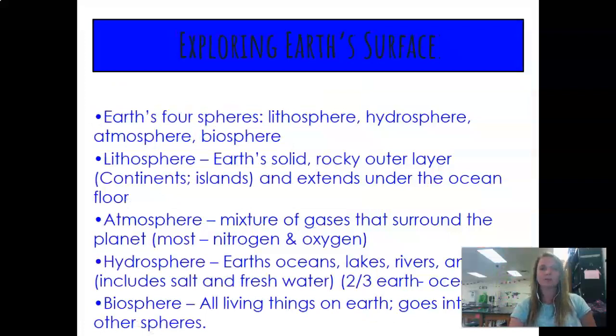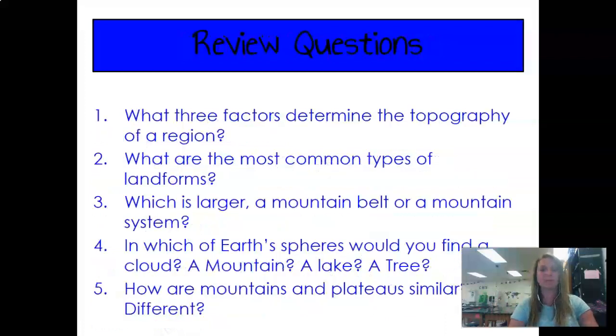So just to give you an idea, once again, just bringing up some of the terms that we've already talked about and we will discuss a little bit more, the lithosphere, atmosphere, hydrosphere, and biosphere are spheres that help make up the regions and landforms that we are going to see. So I'm not going to read over those. We've already gone over them. And then here are just some review questions to see if you can answer them correctly for comprehension. So I hope this was helpful.